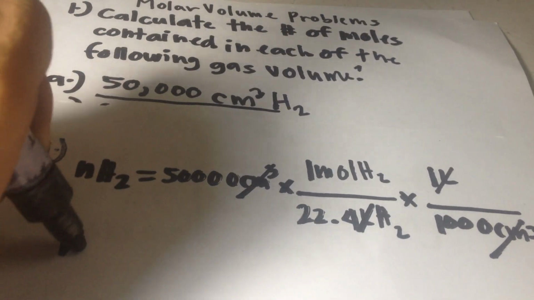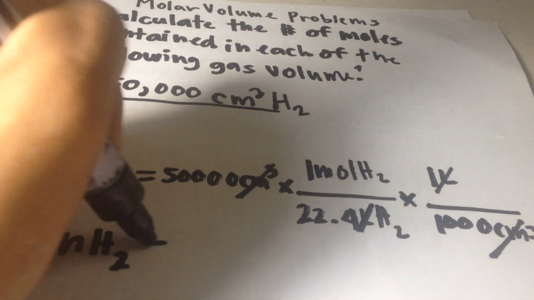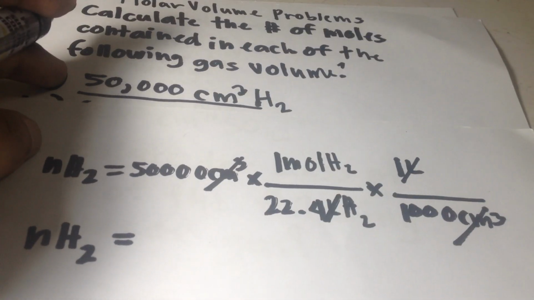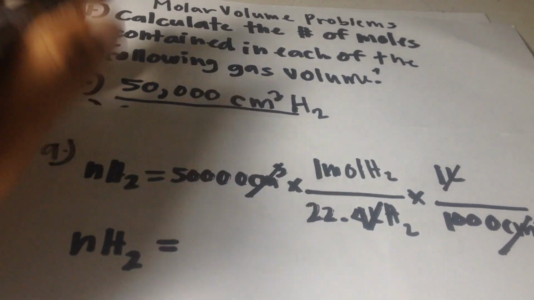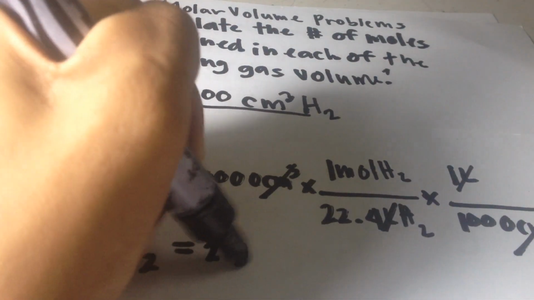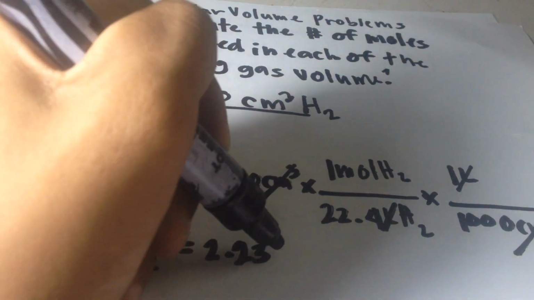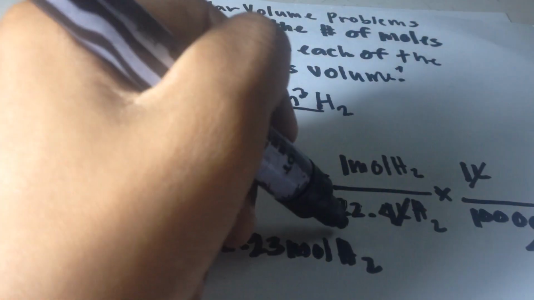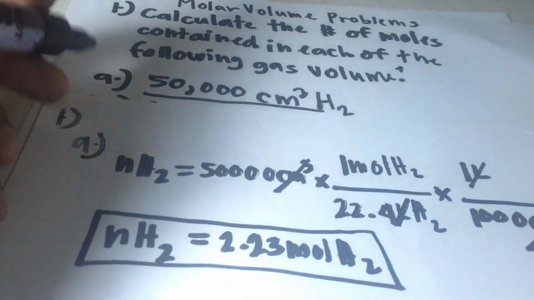So N of H2 is equal to 50,000 divided by 22.4 liters and divided by 1000, which is equal to 2.23 moles of hydrogen gas. So this is your answer. And how about letter B?